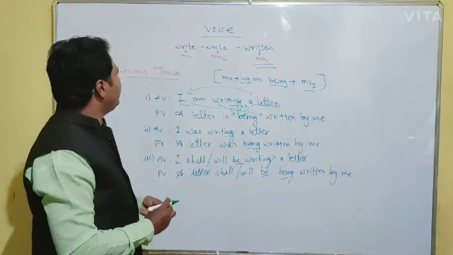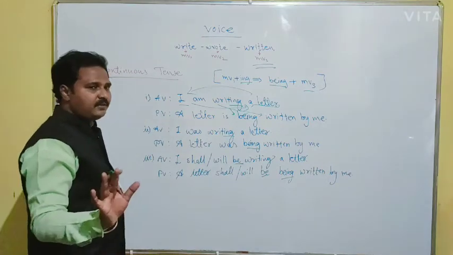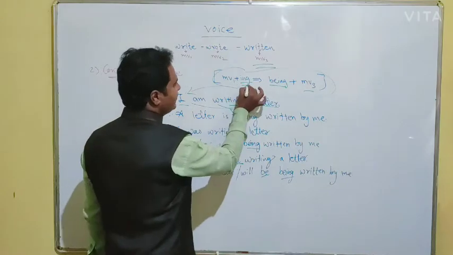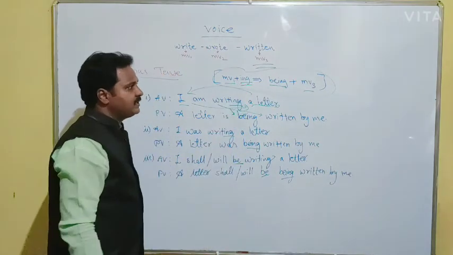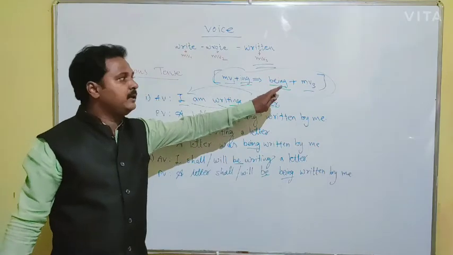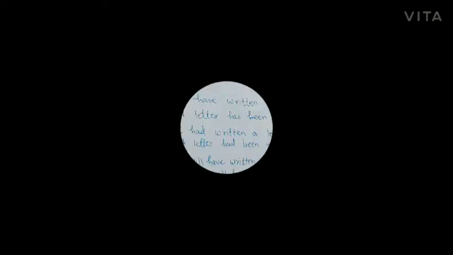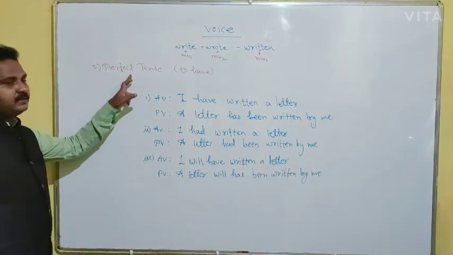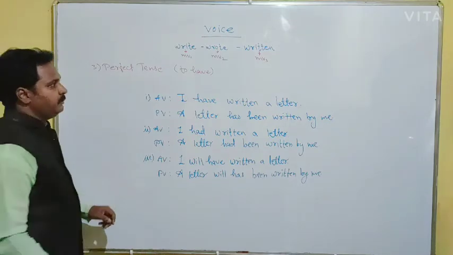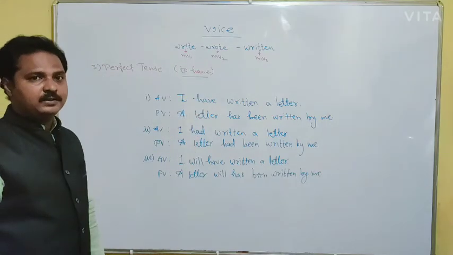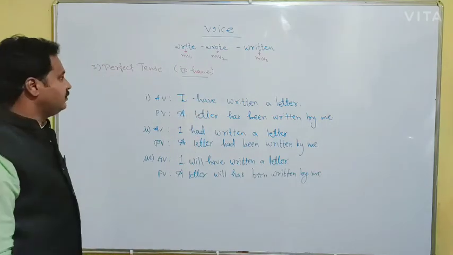So students, it's a very easy form. First of all, just think about this one. Continuous form: if there is an ing form with main verb first, we have to write it as being plus main verb three. Now see how to make perfect tense in active and passive voice. In perfect tense, we use have, has, had.